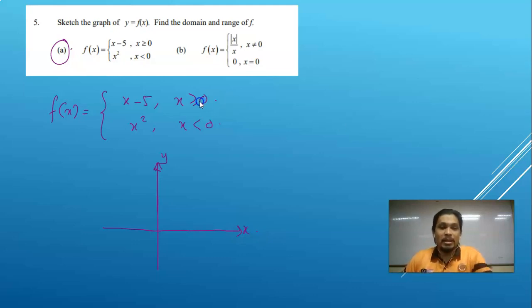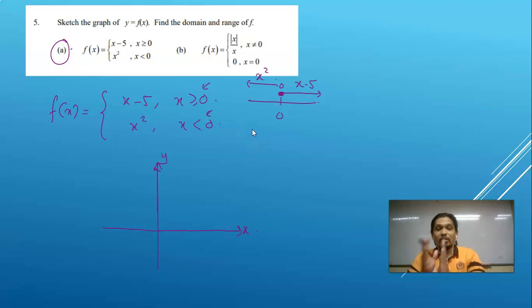Okay, so class, look at these two. Okay, this one and this one. So make it a number line, 0 here for x greater than or equal to 0, and another one here is x less than 0. So this domain of x greater than or equal to 0 is for the function x minus 5, and x less than 0 is for x squared. Meaning we divide the domain, or value of x, into two parts. One is for one function and another one is for another function.